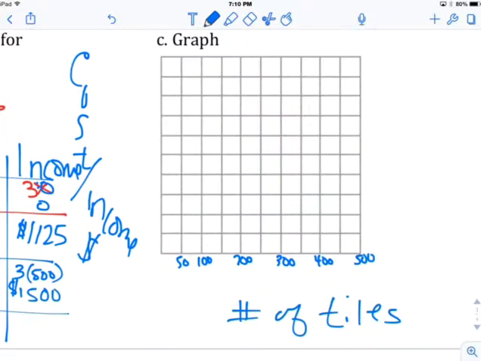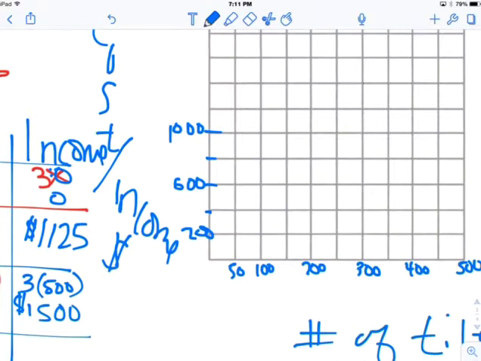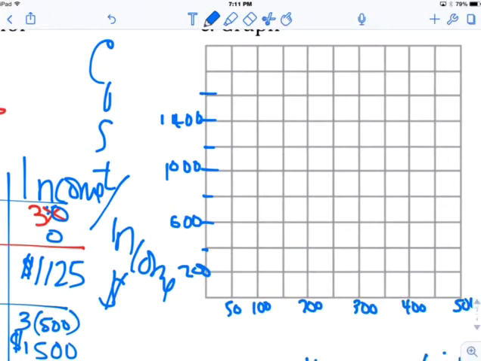Right? That would work. 200, 400, 600, 800, 1,000, 1,200, 1,400, 1,600. That's all I need. Right? 2, 4, 6, 8, 12. Yep, making sure I count right.